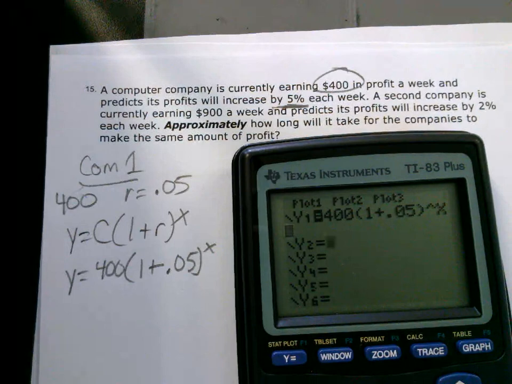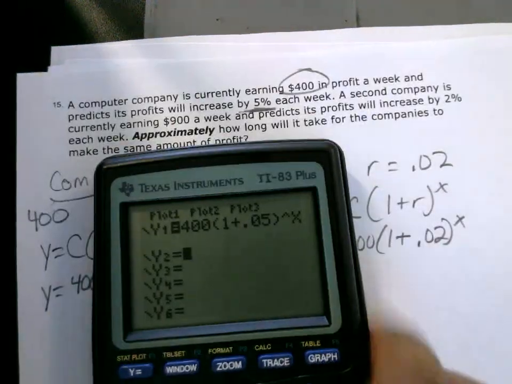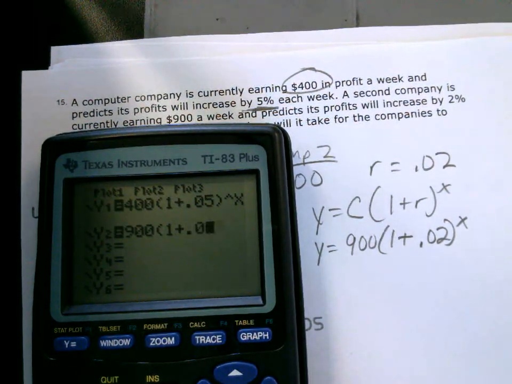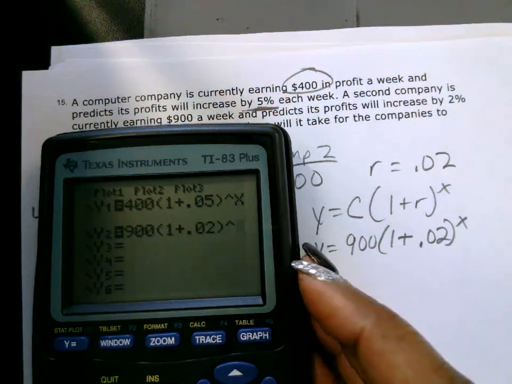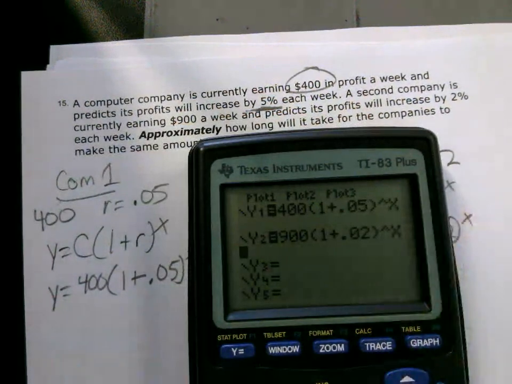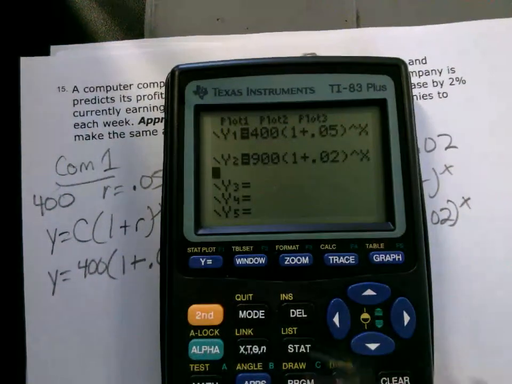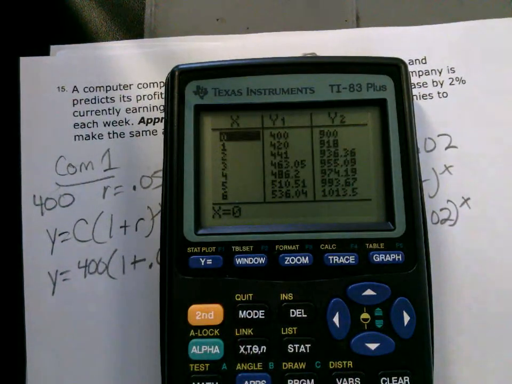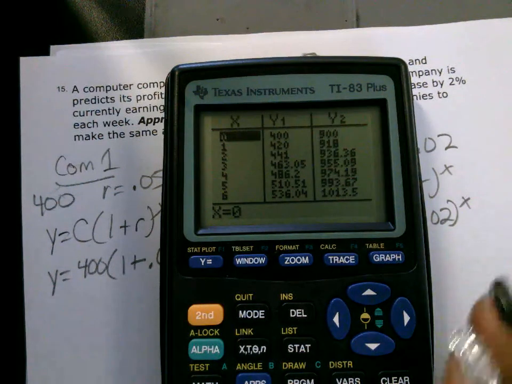Okay, let's type in the second equation. The second equation is 900 parentheses 1 plus 0.02 caret key x, okay? So now we are going to view the function table. What two buttons do we press to view the function table? Second and graph. So now we want to look to see when they are the same.